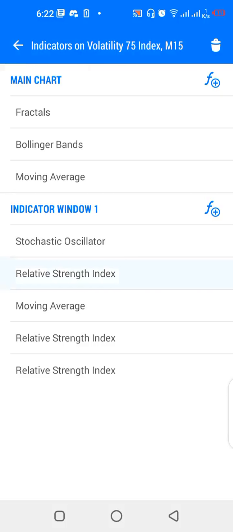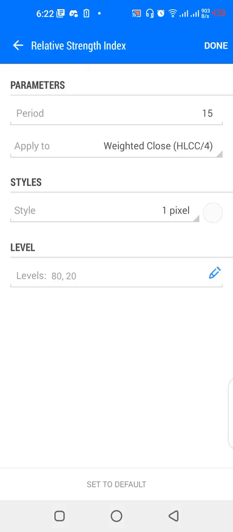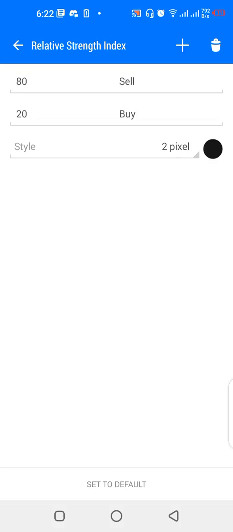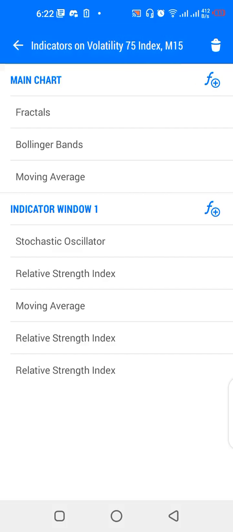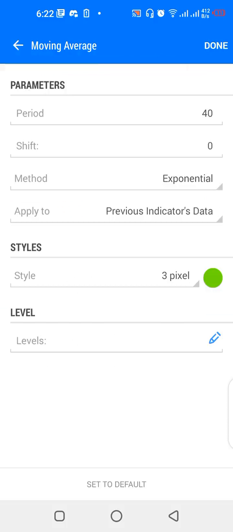Let's also look at the relative strength index. We have the period to be 15, applied to weighted close, no color. Let's look at the levels for the RSI. You have 80 and 20, color is black. We also have moving average. The period is 40. Shift is 0. Method is exponential, applied to previous indicator's data, and the color is green. That's for the moving average.